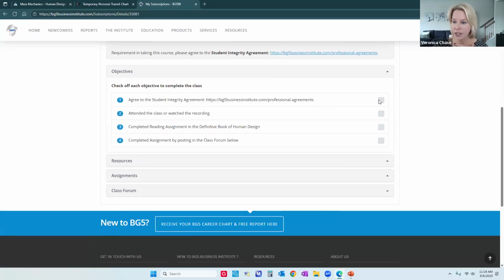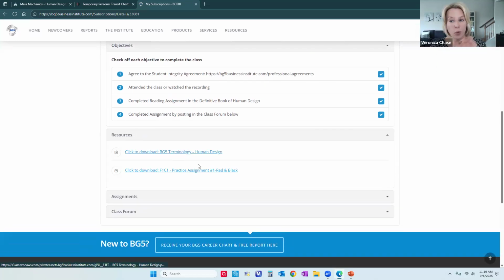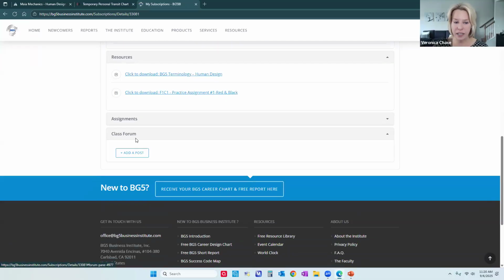You can check off as you complete things here, and then it will mark you complete for that class. Under the resource section, right now is just that terminology handout and the practice assignment handout. As soon as we're done and the Zoom uploads, I will get that posted. It usually takes a few hours for it to process and then for me to go in and do the upload. But when I do the upload, I also post a communication here in the class forum.